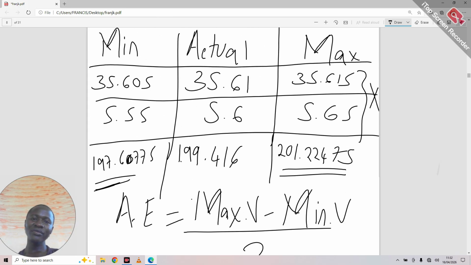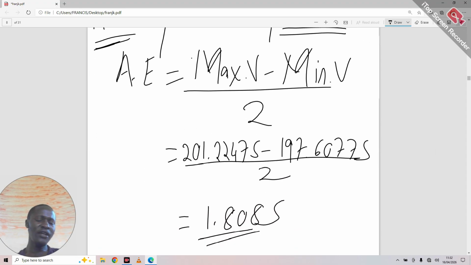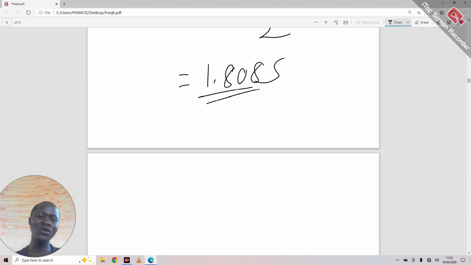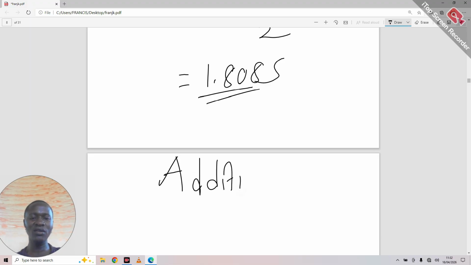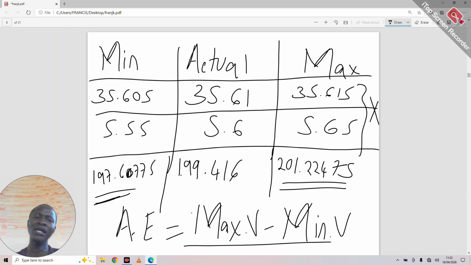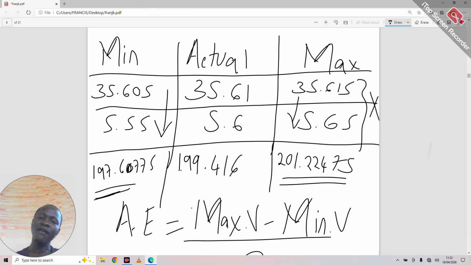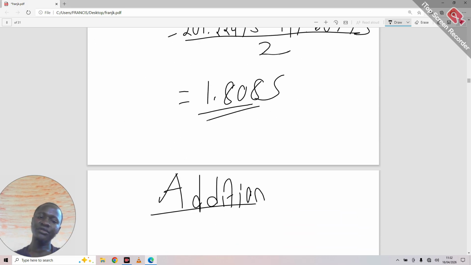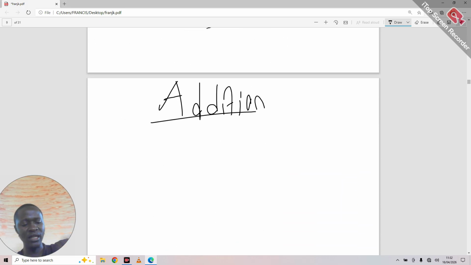Now, what if it was addition? Let's check on addition. Remember, things are just done directly. After getting the maximum and the minimum, you just multiply them directly. This multiplied by this multiplied by this. That much straightforward. Now, let's check on this example under addition.